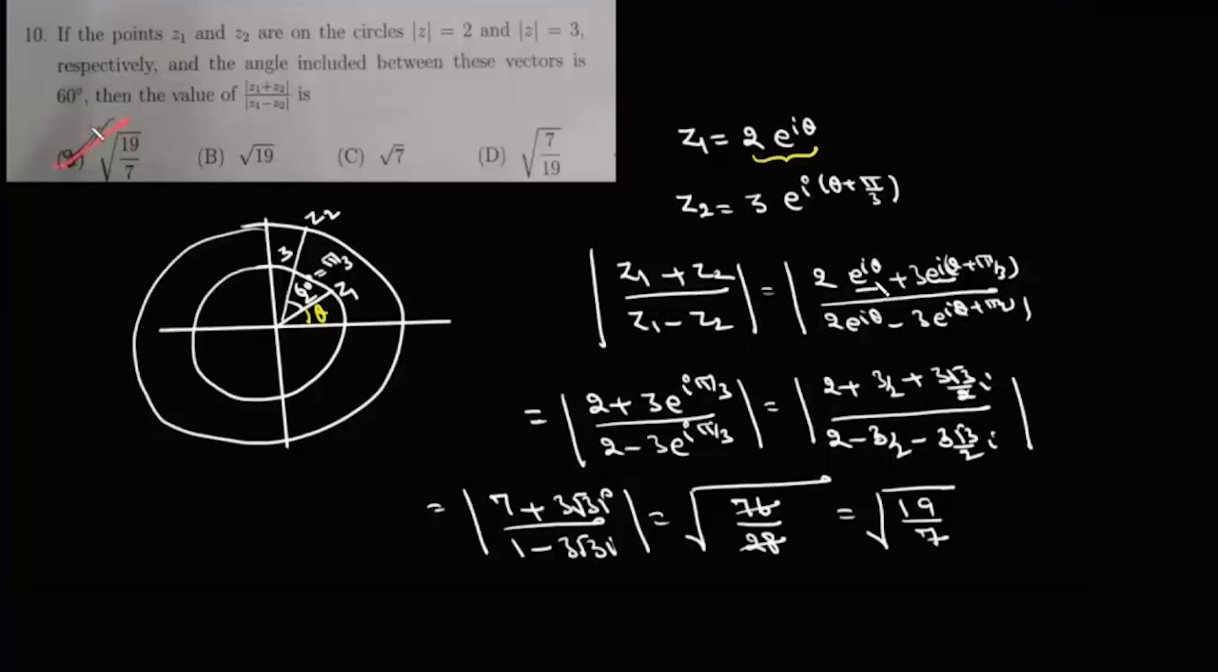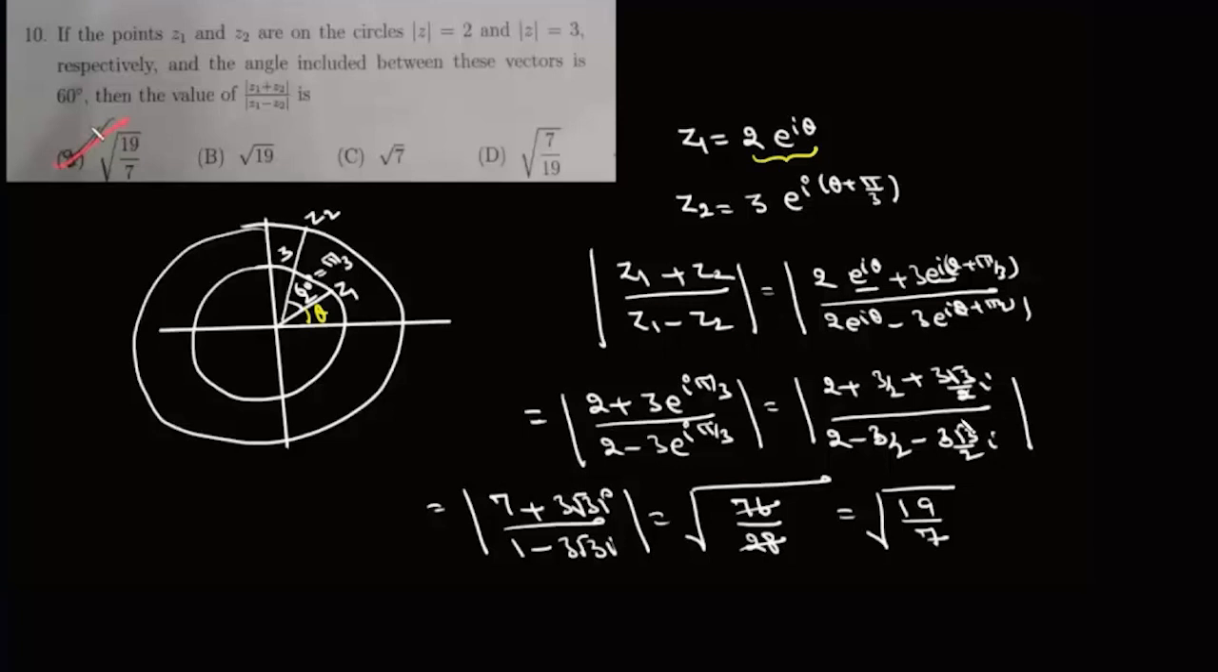What we'll also do is divide everything by e to the power iota theta. So it'll be (2 plus 3 e to the power iota pi by 3) upon (2 minus 3 e to the power iota pi by 3). Now e to the power iota pi by 3 is cos pi by 3 plus iota sin pi by 3, which is 1 by 2 plus root 3 by 2 iota. So now it'll be 2 plus 3 by 2 plus 3 root 3 by 2 iota, and then 2 minus 3 by 2 minus 3 root 3 by 2 iota.